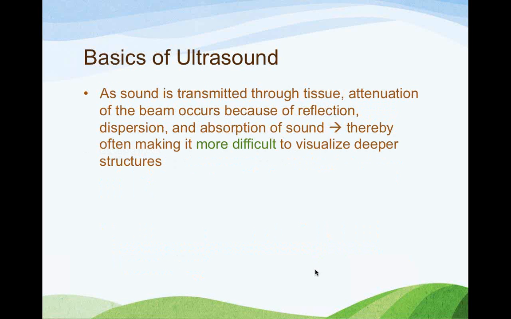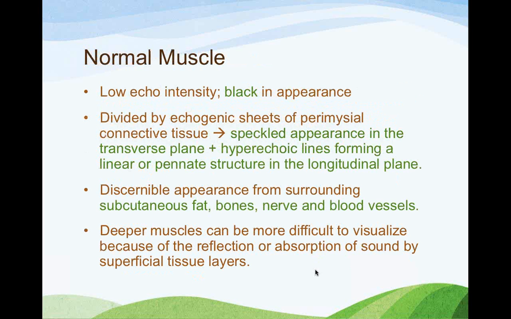So that's kind of what I was just talking about. So normal muscle is of low echo intensity. It's black in appearance. It's divided by echogenic sheets of perimysial connective tissue. Perimysial means it surrounds the muscle fibers. And it gives you this speckled appearance in the transverse plane, which is usually where I take pictures, which is basically just slicing down the leg as if you were just slicing across it, not down the long axis, but the short axis of the leg.